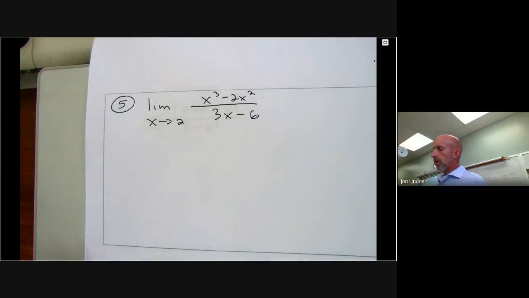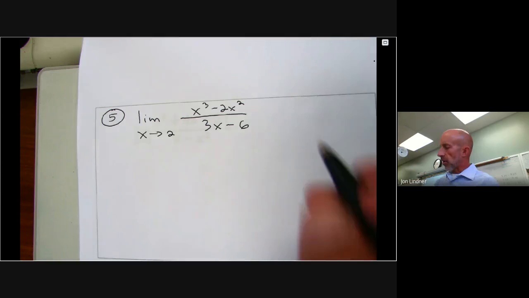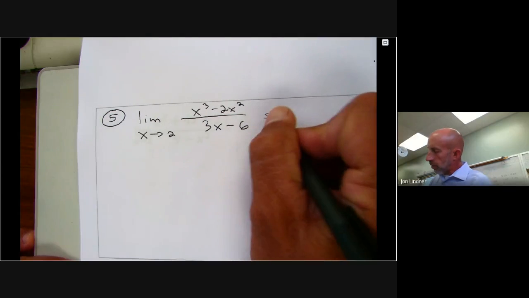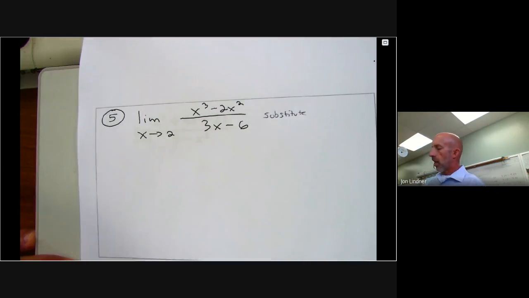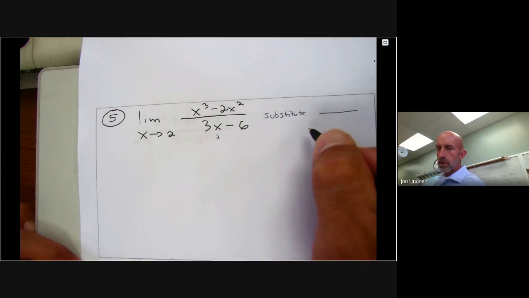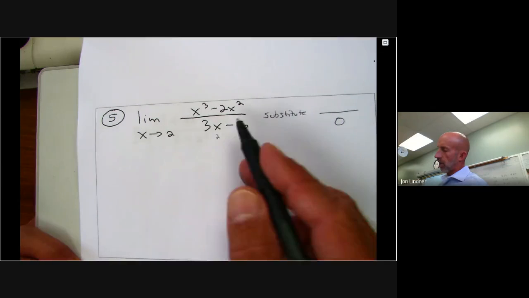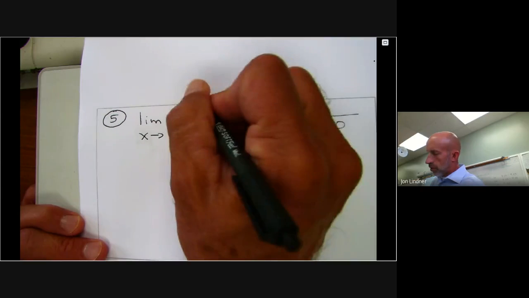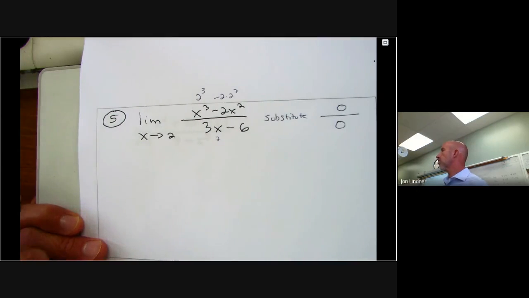All right, now we've got something a little bit more messy. Let's see what happens if we follow our little plan about substituting. If I try to substitute, right away, I see a problem. When I plug in 2 here, I'm going to get a 0 in the denominator, aren't I? Now on the top, let's see, what happens on the top? I'm going to have 2 cubed minus 2 times 2 squared. We've got 0 over 0.